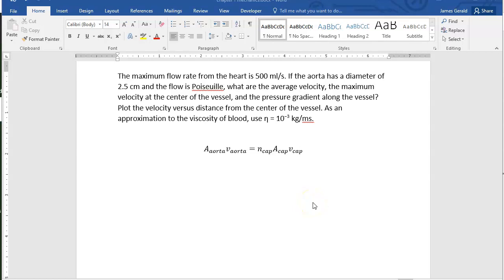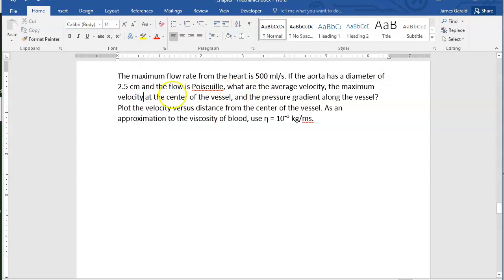So in this, we're going to cover both problems 5 and 6. I don't have any idea why that's there. We're going to cover both problems 5 and 6. And this is the flow rate through the aorta. We've got the diameter of the aorta, and make sure you convert that to radius.